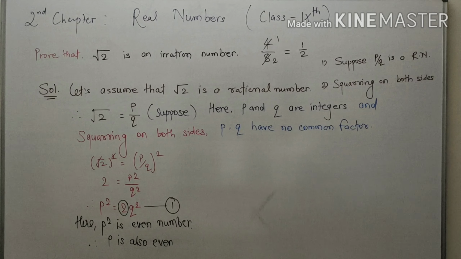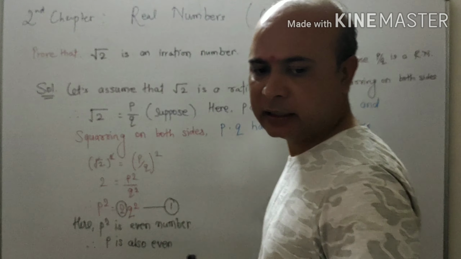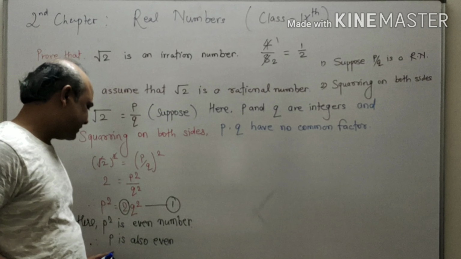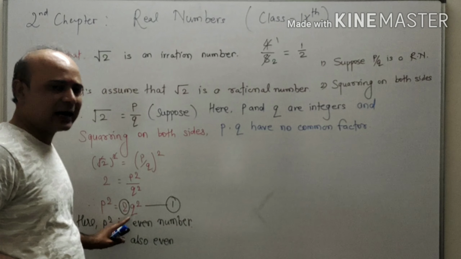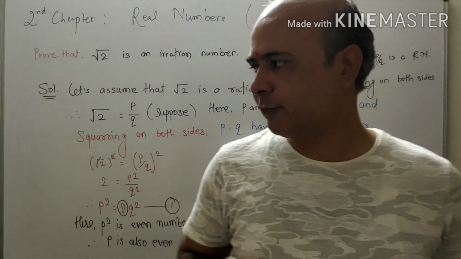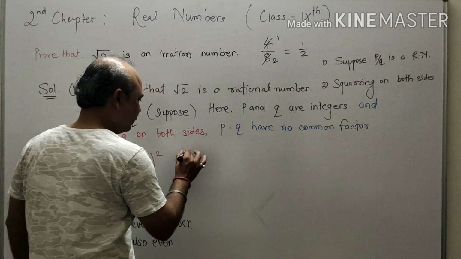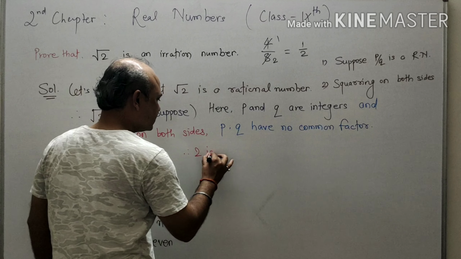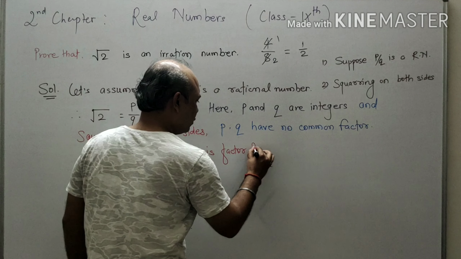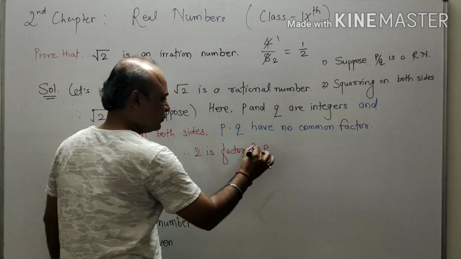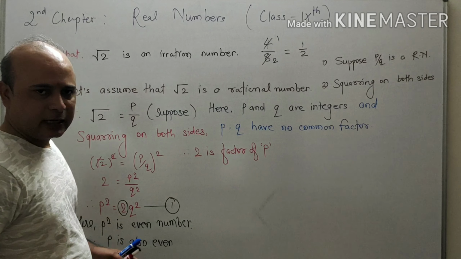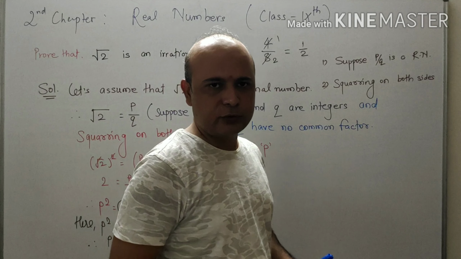Clear, student? Now further, p is also even, so we can say that 2 is the factor of p. What you will write, student? We will write 2 is a factor of p. Why, student? Because p square is equal to 2 q square, 2 is a multiple of q square.